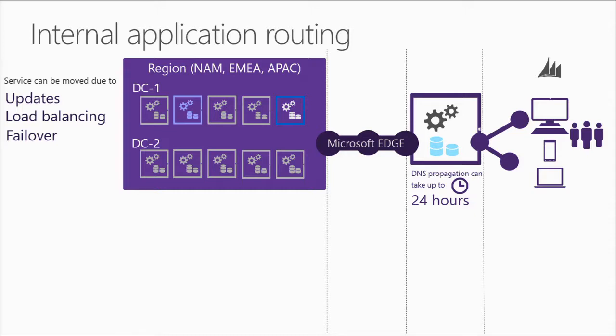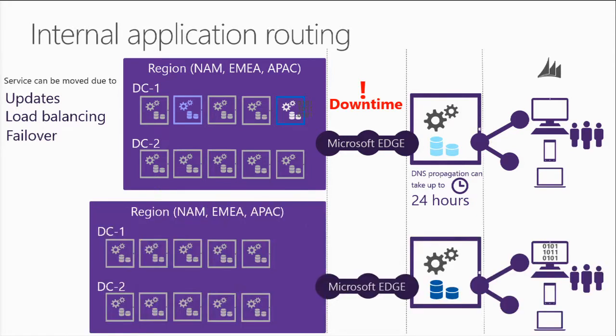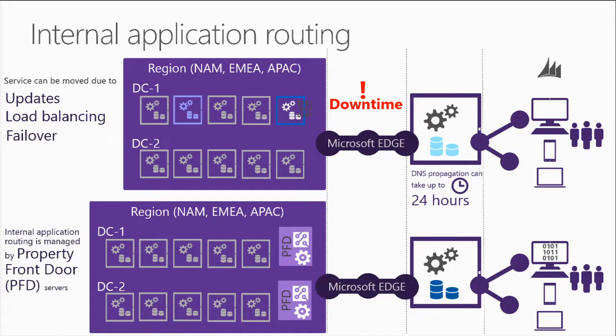And again, this is another example where we could say, it's an ISP problem, let's not deal with it. No, we don't want to do that. So we changed our model. What we do now is we have an internal routing service we put in there called PFD.